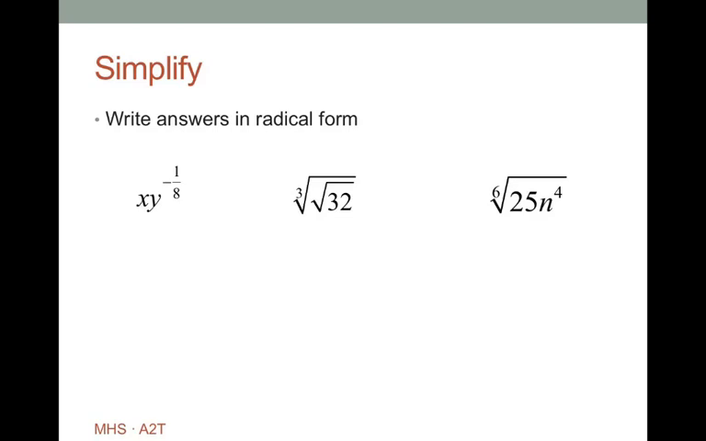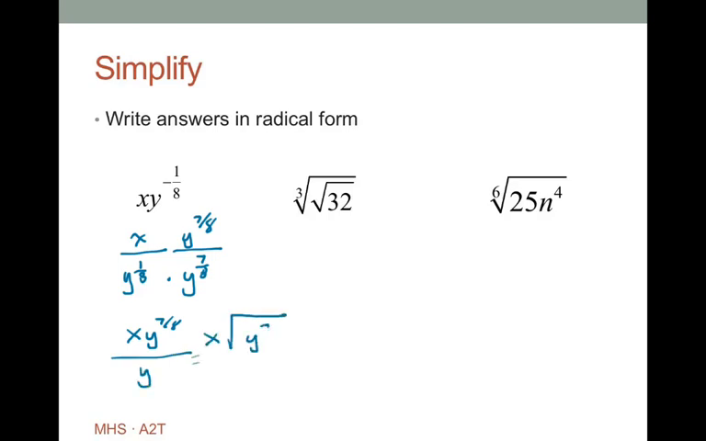Okay, so I got x times y to the minus 1/8. I can't have a negative exponent, so I'm going to go x over y to the 1/8. Now I need to rationalize that. What am I going to multiply the denominator by in order to get rid of that 1/8? Well, I want to multiply it by y to the 7/8, because then that will multiply out to become y to the 1st. So I multiply bottom by y to the 7/8 and top by y to the 7/8. And I'll be left with x times y to the 7/8 over y, which is x times the 8th root of y to the 7th, over y.